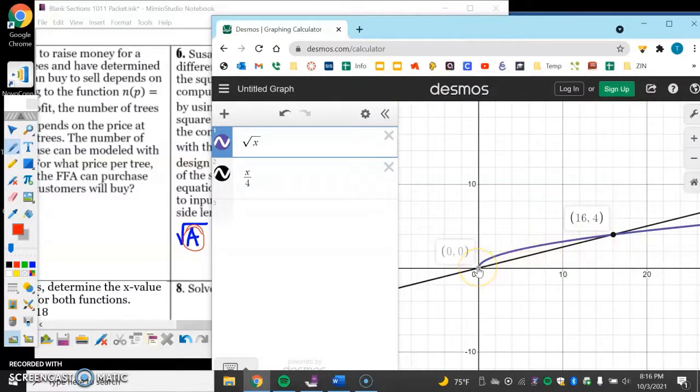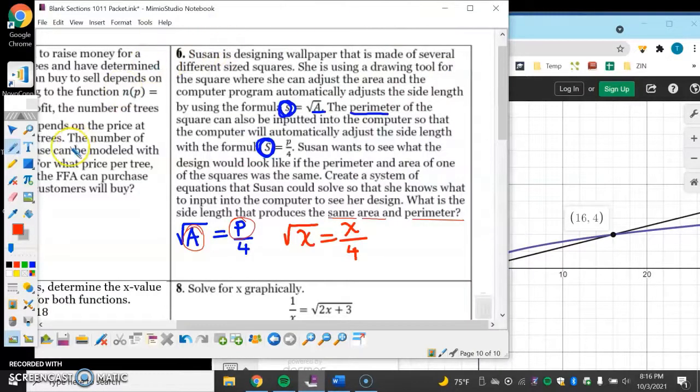That would make them equal to each other, also 0. However, is it possible to have a square that has a perimeter of 0? No, not really. So the X value equals 16. And let's figure out if that X value is what the question was asking for.